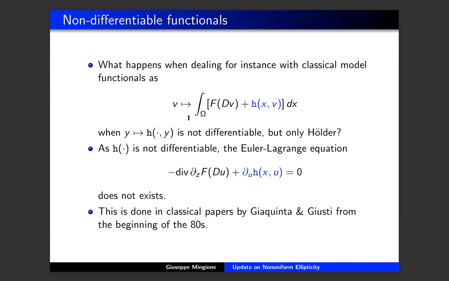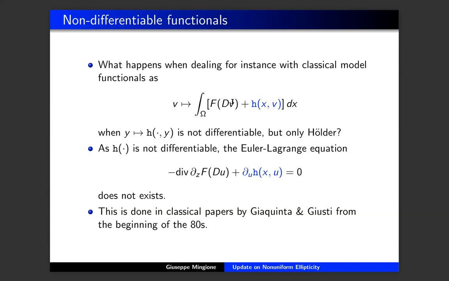Okay, there's another problem which is more operational in nature, and this is another classical result. Let's say it's Schauder theory for non-differentiable functions. So let me consider this model case. This is the classical model case considered by Giaquinta and Giusti in their papers.